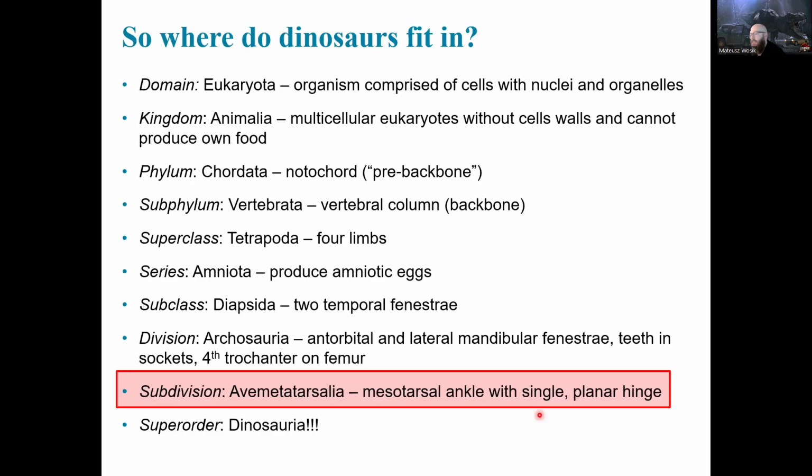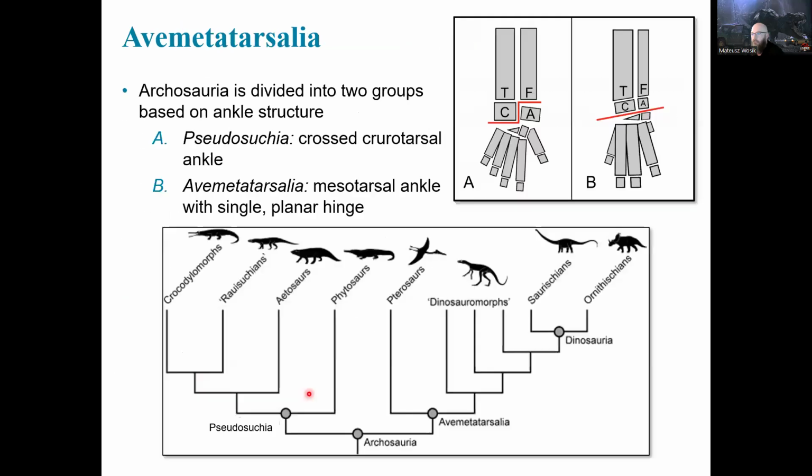So our next division is Avemetatarsalia. And if you remember from when we talked about our bones, and you had to study the bones for the last exam, metatarsals are those of your feet. The kind of longer bones, think of it as the palm of your foot, right? The different angle and the way that these are shaped and oriented is what's going to define the major split in this group. So let's look at that.